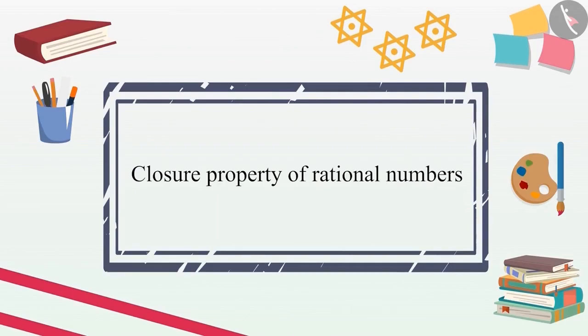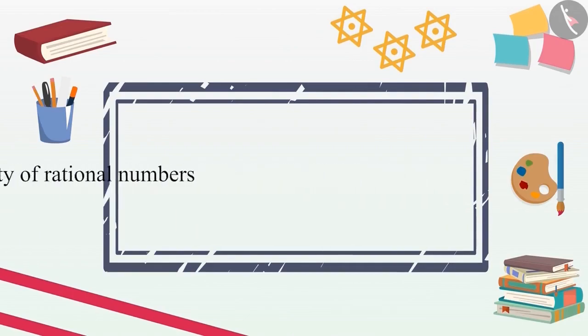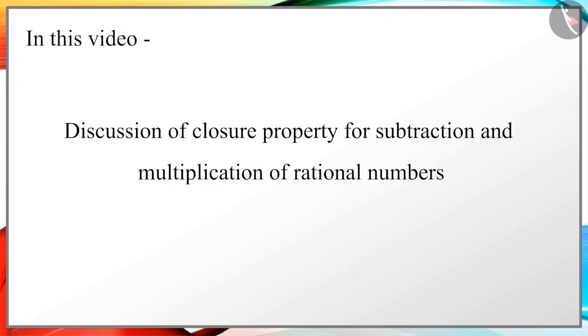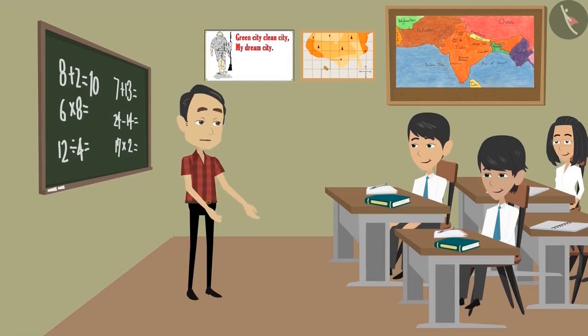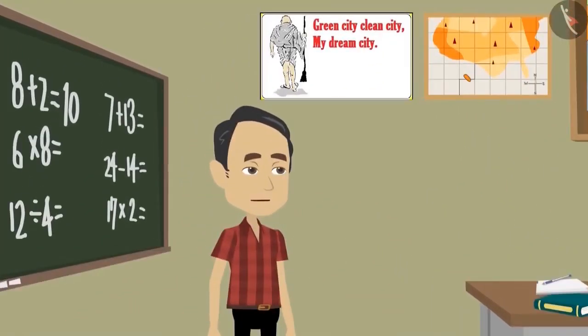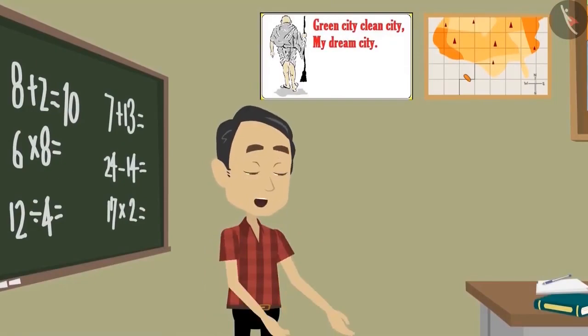Hello friends, welcome to this video. We have previously learned that rational numbers are closed under addition. Are they also closed under subtraction and multiplication? Let's see. Children, we have discussed the closure property of rational numbers under addition. Now let us discuss it with respect to subtraction.